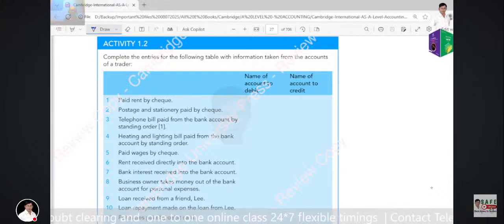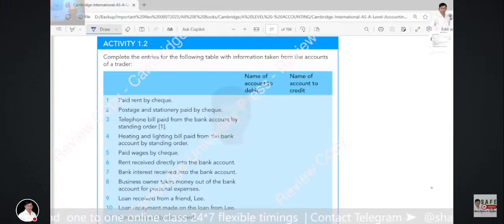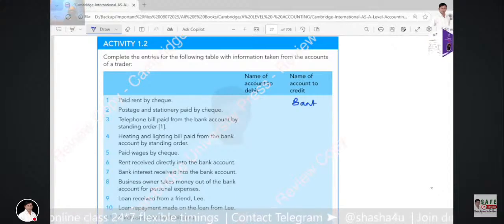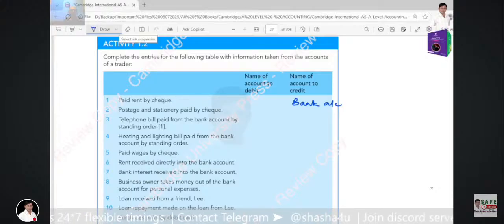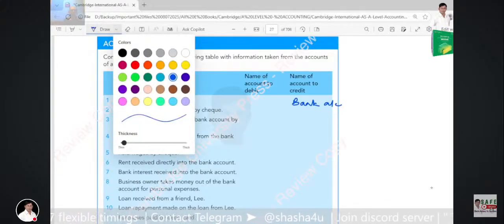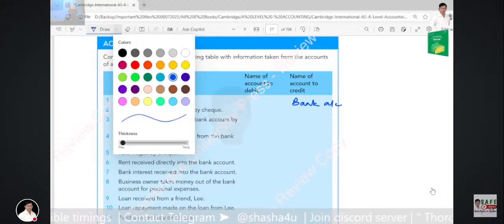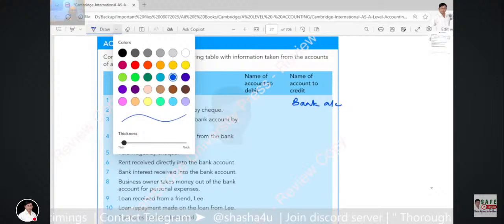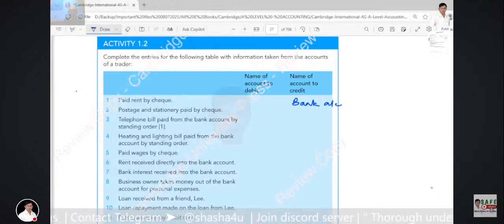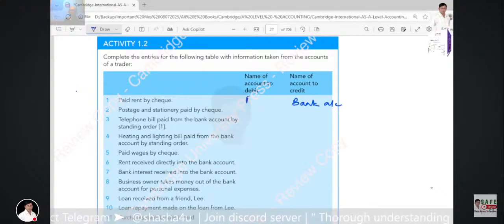Okay, paid rent by check. So what is happening? Money is going out, and money going out means credit. Credit what is given away. It is the bank, so money is given. So we credit the bank. Paid rent: rent is an expense, right? So rent is an expense. Debit all expenses in the system.